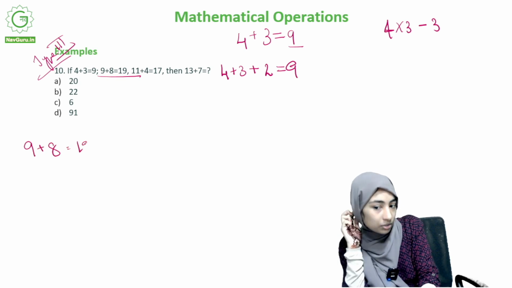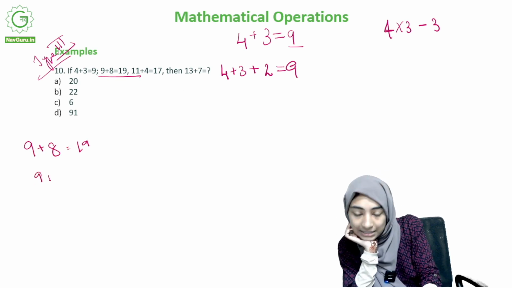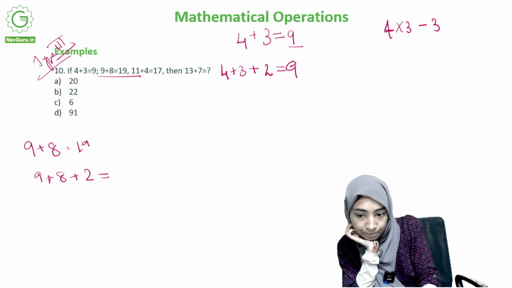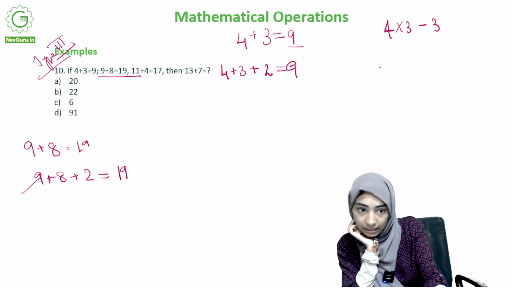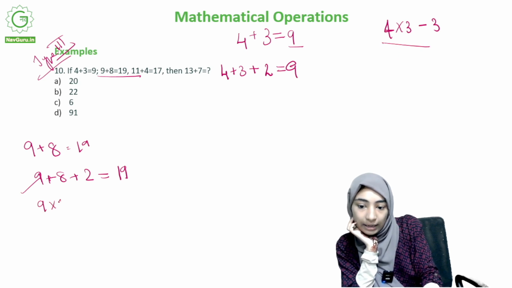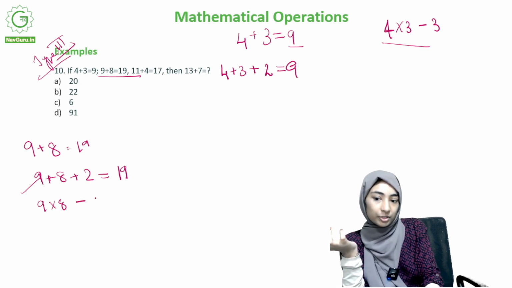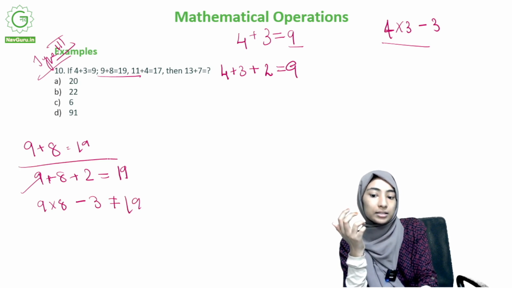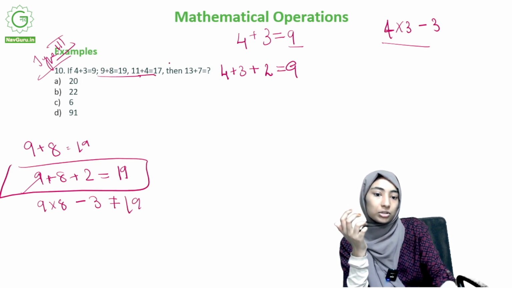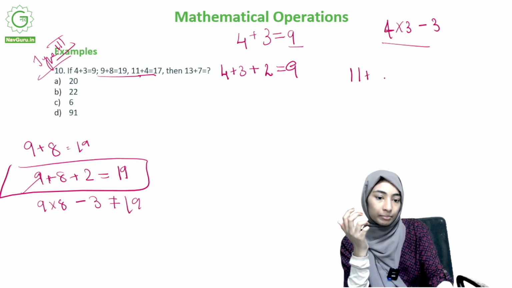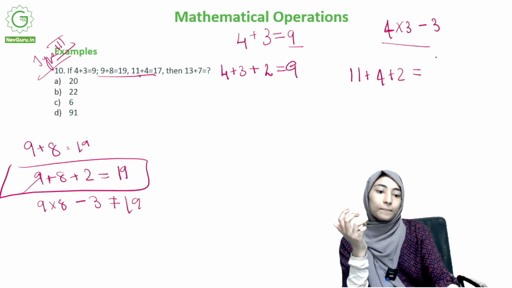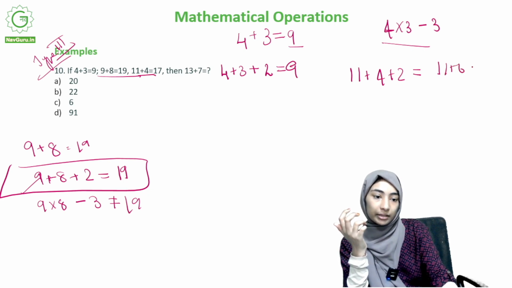So just move on to the second hint that you have. 9 plus 8 is 19. Just check this. 9 plus 8 plus 2. What is it? 9 plus 9, 18, 17 plus 2, 19. This works. Does the second one work? What is 9 into 8? Oh no, it won't, because it will be a much bigger number. 9 eights are 72. 72 minus 3 is definitely not going to be 19. So you know that this is the right one. If you want, you can cross check it here also. 11 plus 4 equals 17. 11 plus 4 plus 2 is 11 plus 6, which is 17, right?